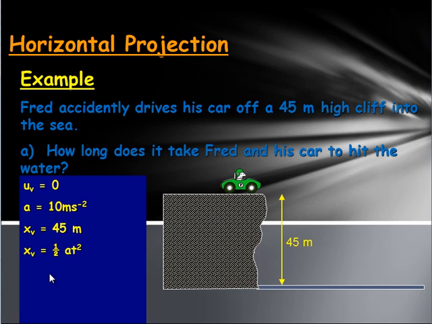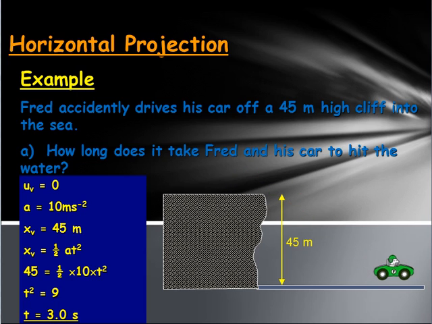So if we substitute in x equals ut plus a half at squared, the ut disappears, we've got x equals a half at squared. So negative 45 equals a half times negative 10 times t squared. So we're going to divide 45 by 5, that gets 9 for t squared, or t equals 3 seconds. So time to impact is 3 seconds from that height. So off Fred goes. Splash.